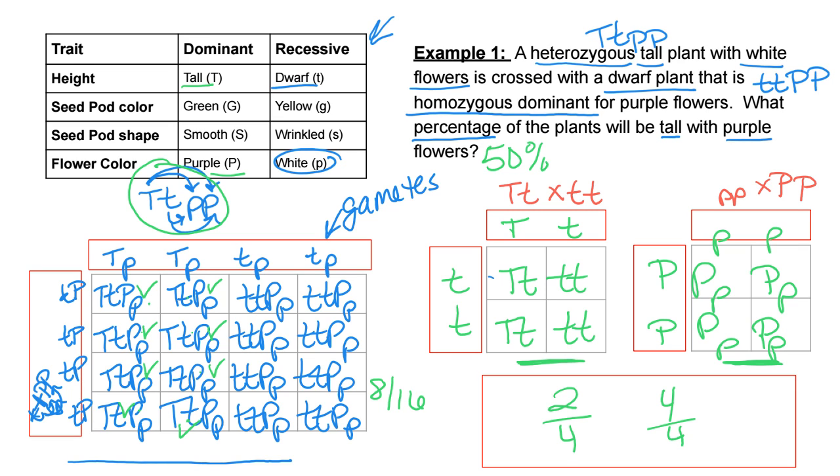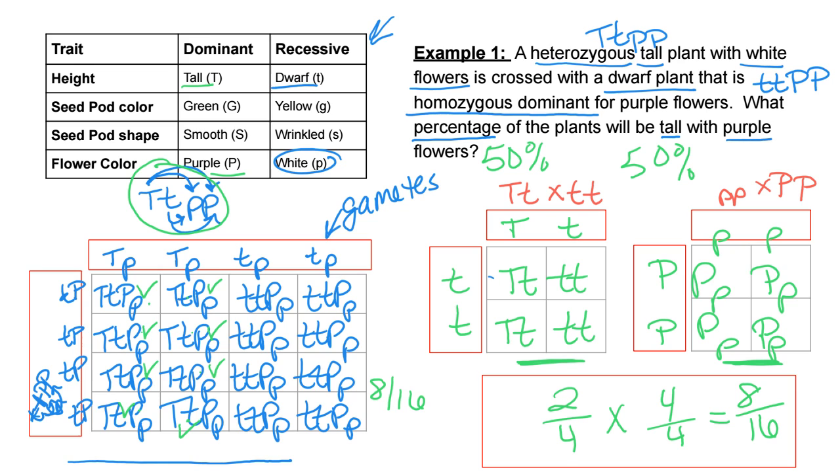I want these 2 things to happen at the same time. This is an and situation. I want the plant to be tall and look purple. So when I want 2 things to happen at the same time, I multiply them. So now when I multiply this, I get 8 over 16, which again is 50%. So I get the same answer either way.